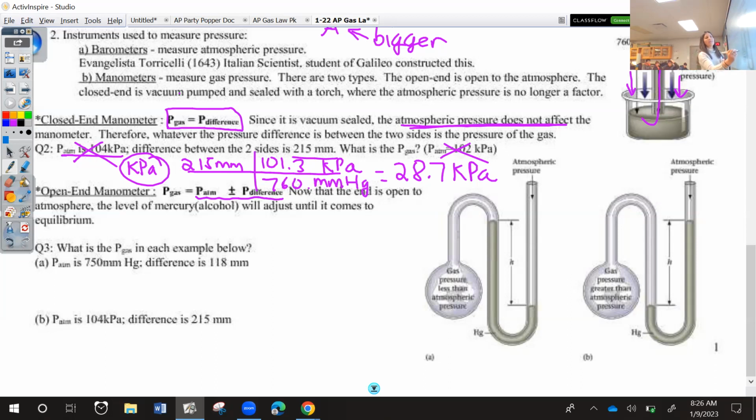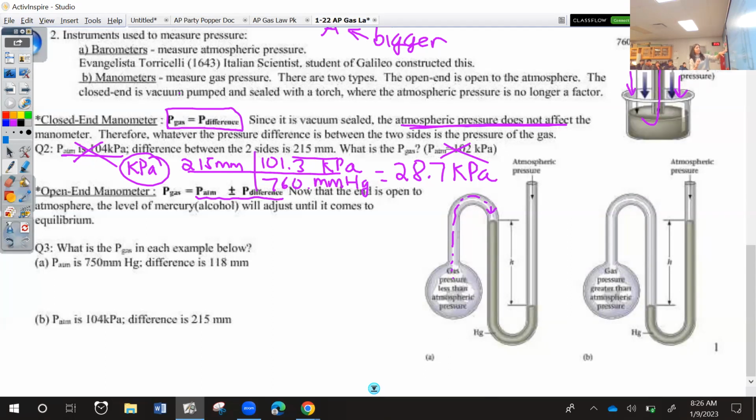So if the gas is coming in this way and pushing against there, we're going to look at both sides, because if they're equal to each other, what should be true of the level of the mercury on the inside? The level should be the same. They should be equal to each other, in equilibrium. Then you would say there's no difference between the two sides. The pressure of my gas is the same as the pressure of the atmosphere, and so your difference is zero, okay? So if it's an open end manometer, we're going to check to see what the difference is between them, and then we can figure this out.